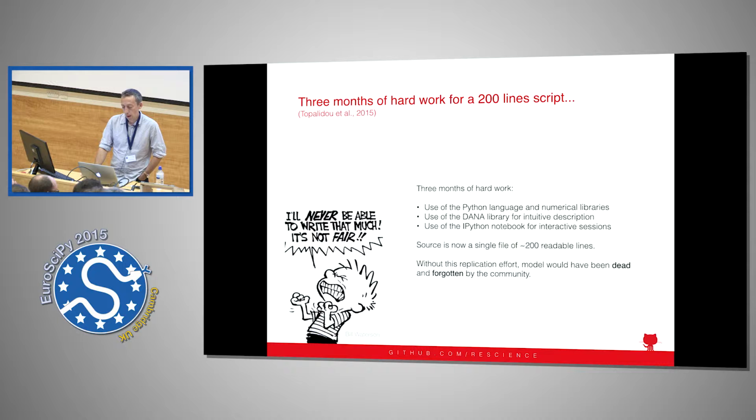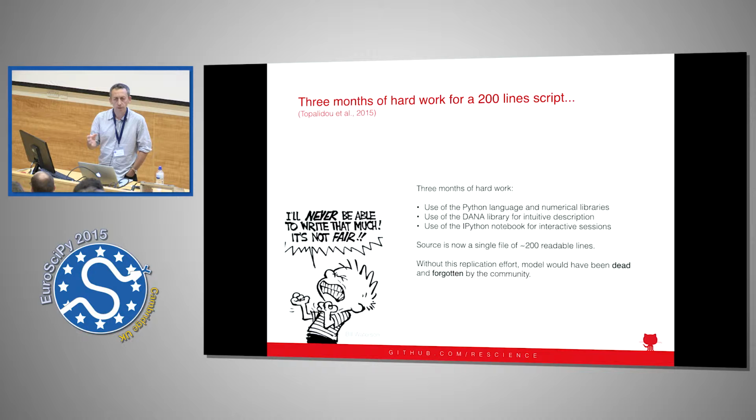So what we did, mostly my student, I asked her, okay, let's rewrite the whole thing. And she was thinking, okay, maybe it will be 6,000 lines I have to write just before even starting my PhD. Well, fortunately, because we did this replication after the main paper, it was easier. We used the Python language, and in the end, we have only 200 lines for the model.